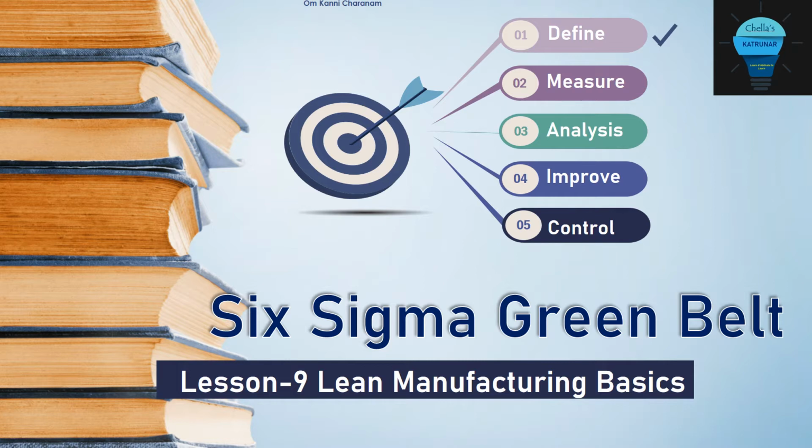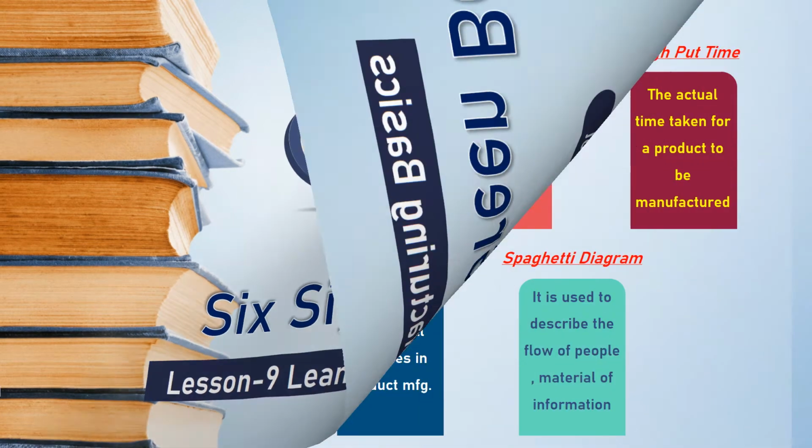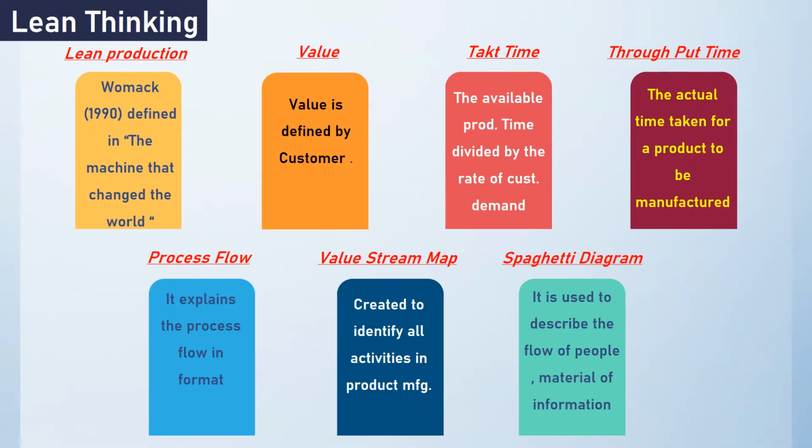So in this video we'll learn about lean manufacturing basics. Friends, let's learn and understand a few lean terminologies. Womack, in 1990, is the person who introduced the word lean in his book The Machine That Changed the World. And value: the value is defined by a customer. So the value of any product is only defined by the customer.